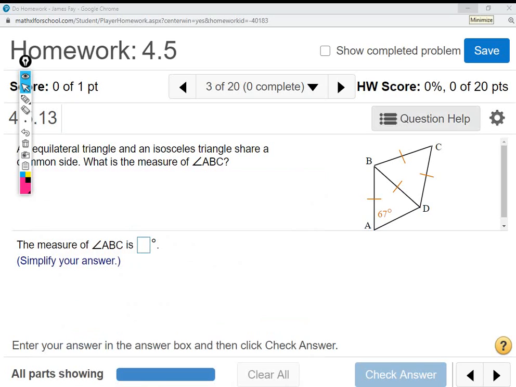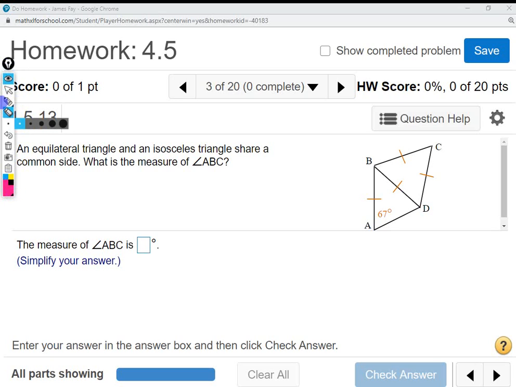Okay, so this question says an equilateral triangle and an isosceles triangle share a common side. What is the measure of angle ABC? So the measure of angle ABC, let's just highlight that angle real quick, is going to be that angle there. Is everybody okay with that?